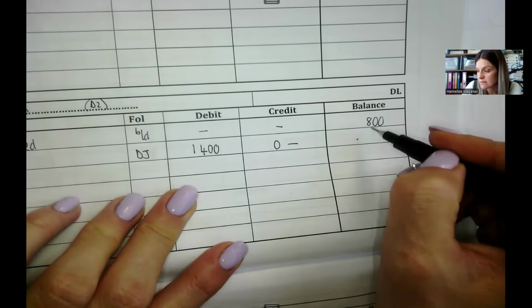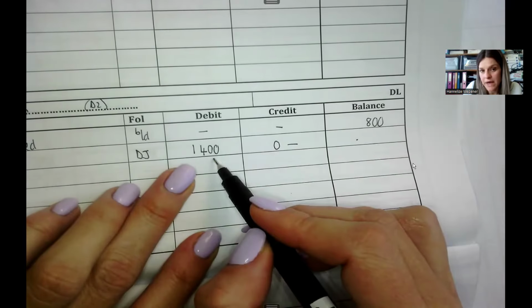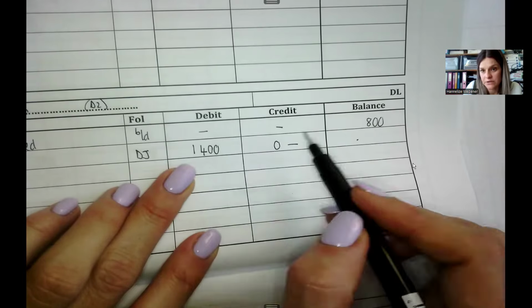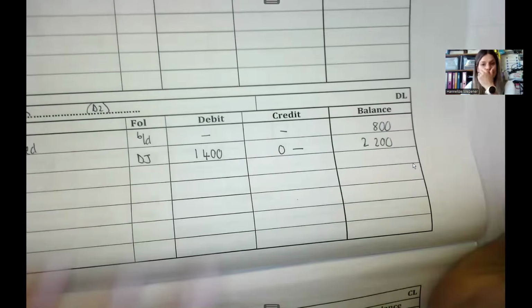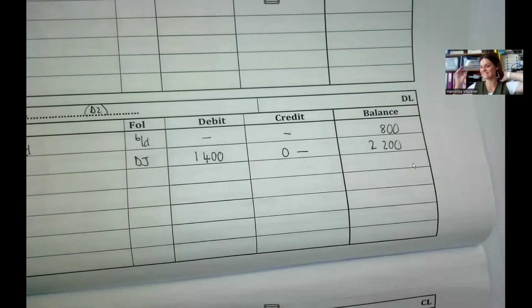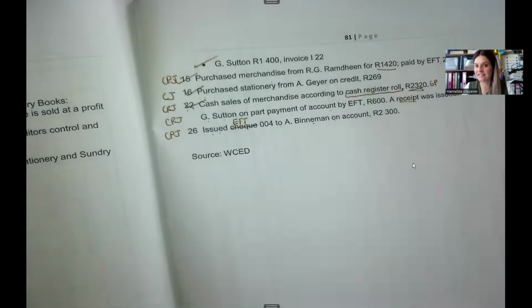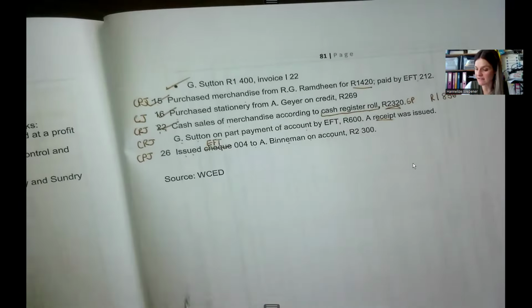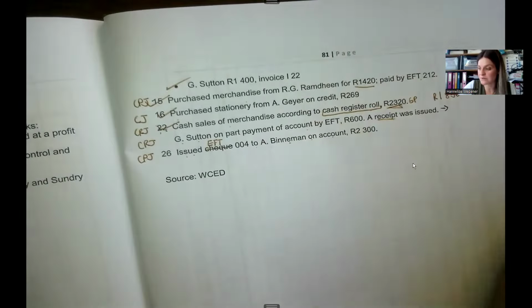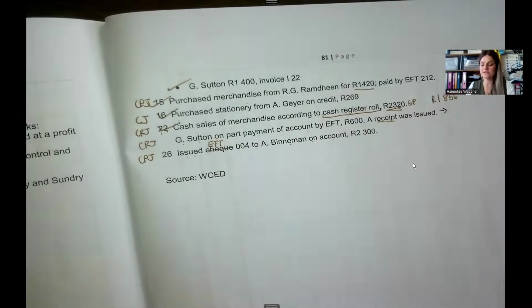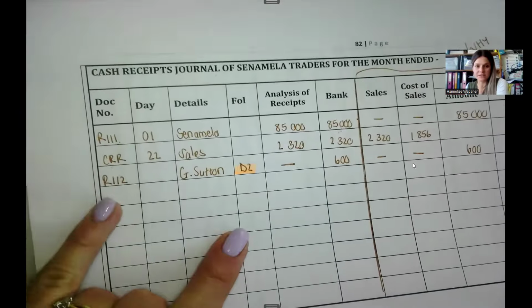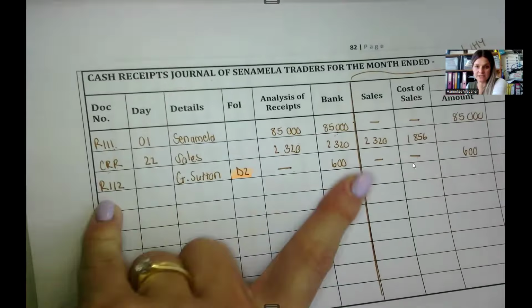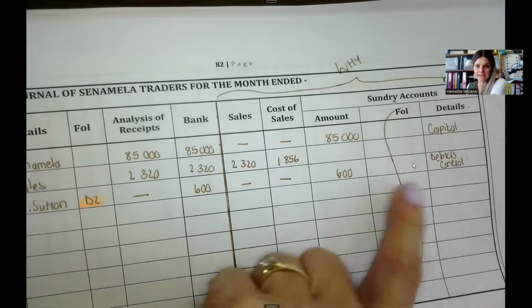Then my new balance is my previous balance plus my new debit. So previous balance plus new debit, 2,200 if I'm not mistaken. Okay, so yes, seems right. Then the next debtors transaction that we have is that one of our debtors made partial payment and we issued a receipt. So if we go to our CRJ, there we had it. Receipt 112 to G Sutton for 600 Rand for his debtors account.